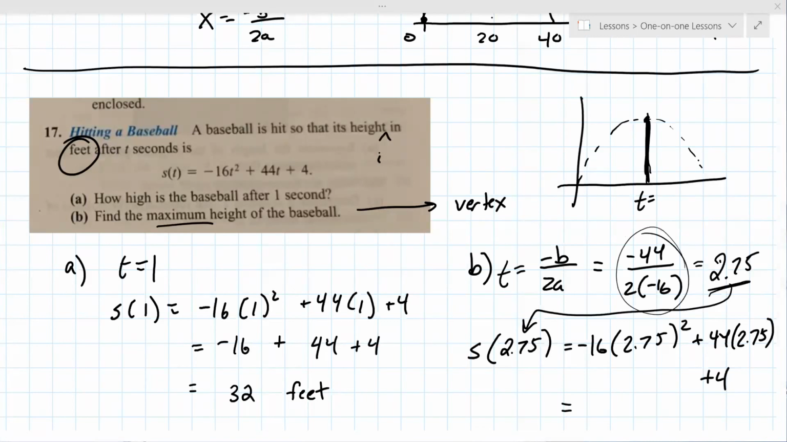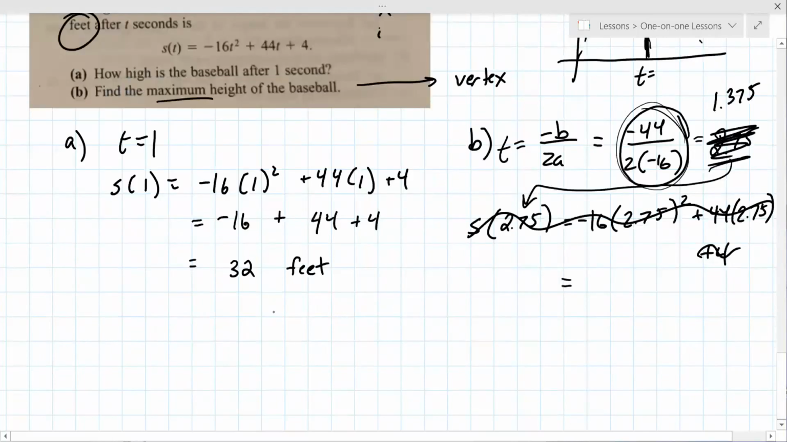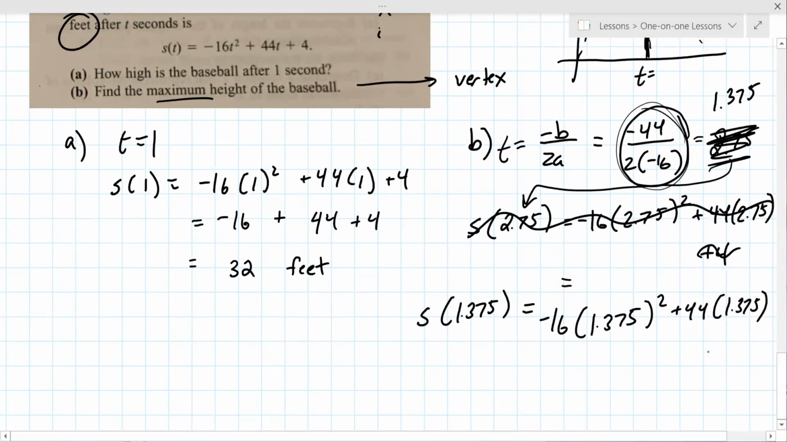When you put that into your calculator, you want to make sure that you get an even number. So I got 11 over 8, which is 1.375. Yeah, so this is 1.375. Wait, what? So 44 divided by 32? Yeah. Oh, okay, so that changes this line down here. Yeah, that completely changes everything. S of 1.375, t is now 1.375, minus 16 times 1.375 squared, plus 44 times 1.375 plus 4.